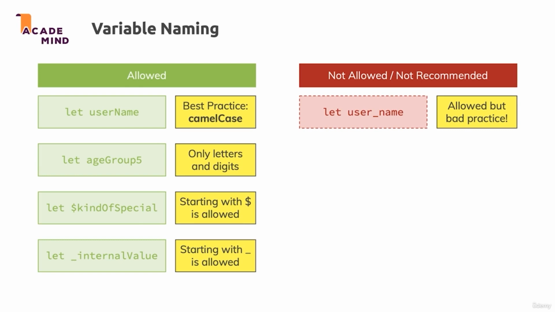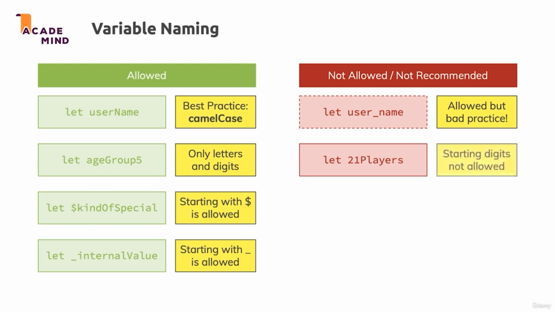Now, what's not recommended, but more importantly, not allowed, is, for example, a variable name like this. Whilst I did say that you can use any name that uses letters or digits, you must not start with a digit. So your variable name or your constant name, and everything I explain here is true for constants created with the const keyword as well, these variables and constants must not start with a digit.